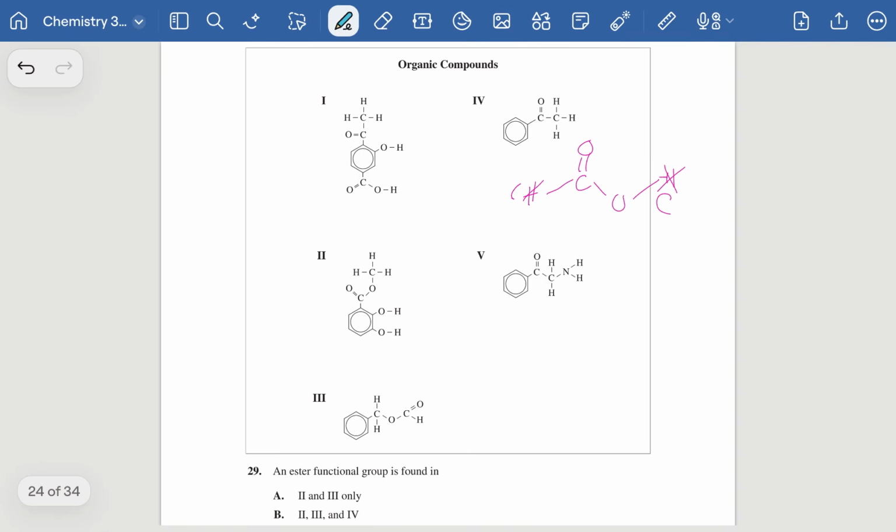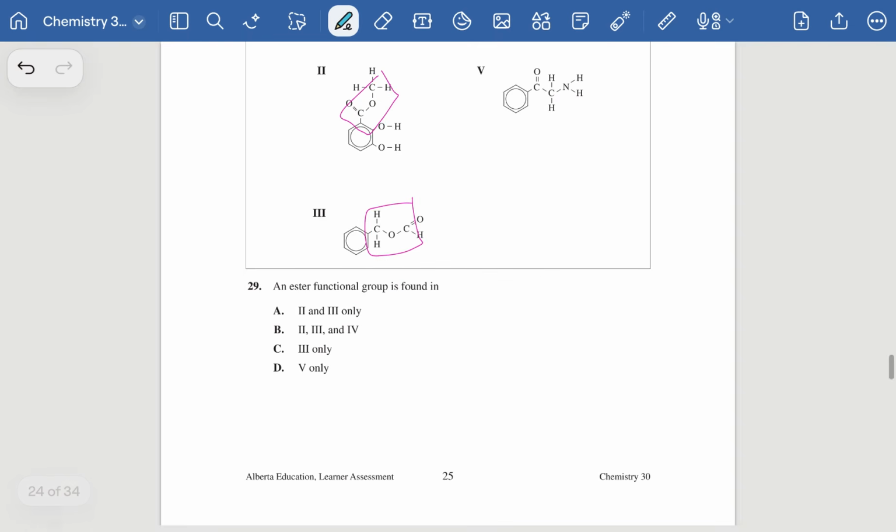So the first one is not, because this one was not an oxygen. Number 2 is because we see that link that we need. Number 3 is because you see that link that you need. Number 4 is not, because this is not an oxygen. And number 5 is not. So your answer was A, number 2 and 3 only.